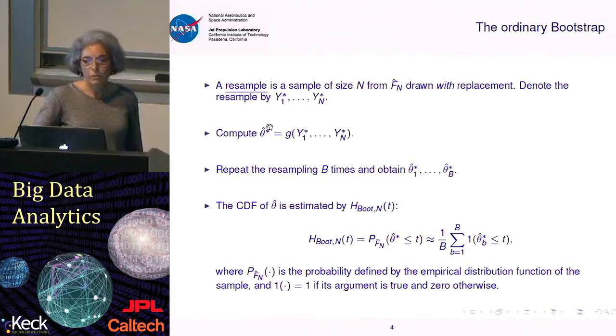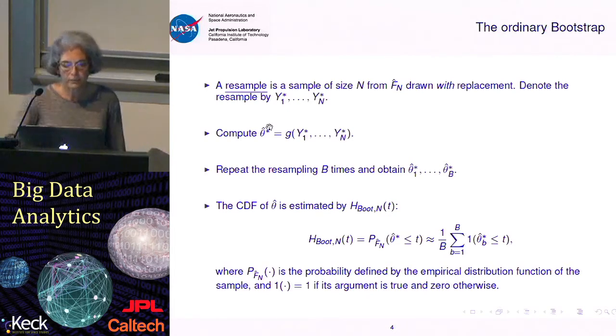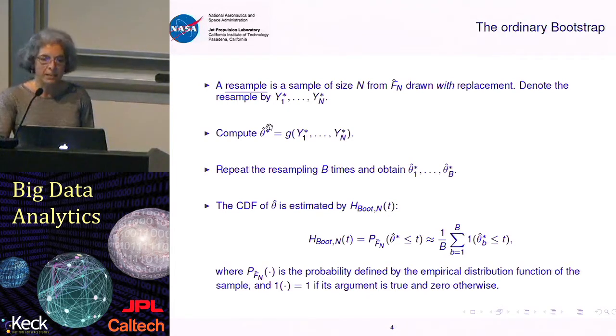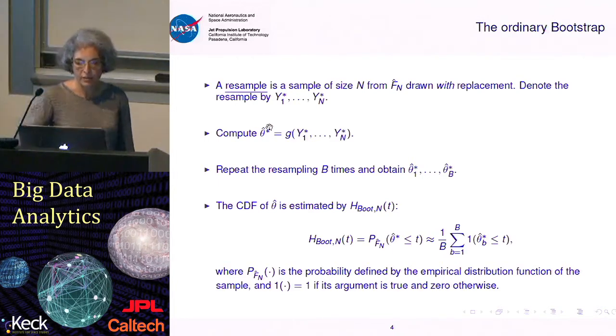On the resample, I'm going to compute the statistic theta hat, and I'm going to call that theta hat star because I used the values Y1 star through Yn star to obtain it. I'm going to do that B times, where B is a large number, and you may ask me how big B is, and there's actually a longer answer to that than you might think, but we'll get to that.